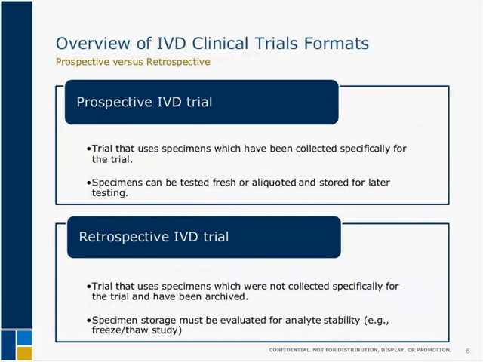So now that you've got your type, now you're looking at the formats. Is it a prospective trial or a retrospective? Prospective is a trial that uses specimens that have been collected specifically for the trial.